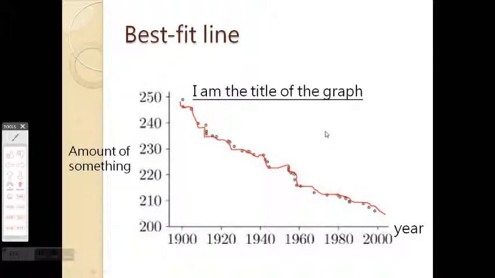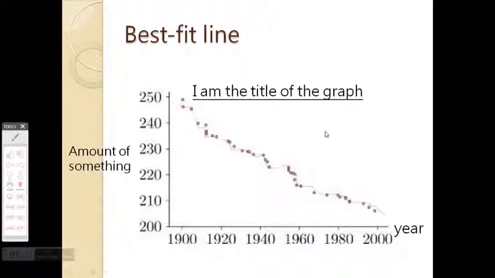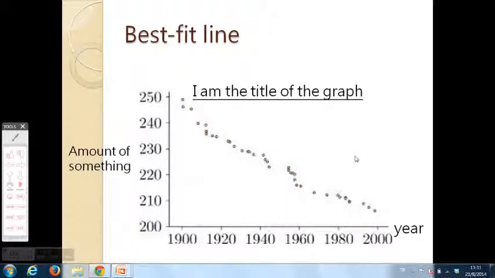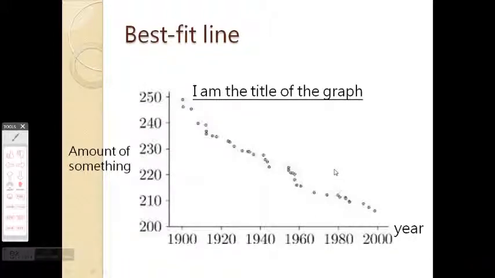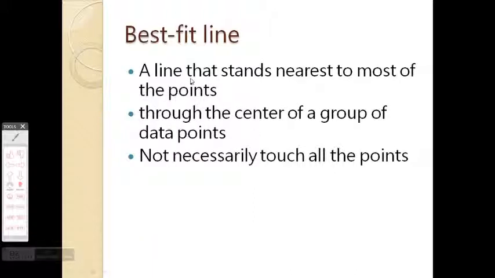So at this point, we want to have a straight line, which shows us the correlation between the x and y axis. I just want one straight line. So I have to draw a best fit line. It is a line that stands nearest to most of the points. You have to look at all the points and try to draw a line through the center of them. The line doesn't necessarily touch all the points, but it has to show the tendency of where the points go.